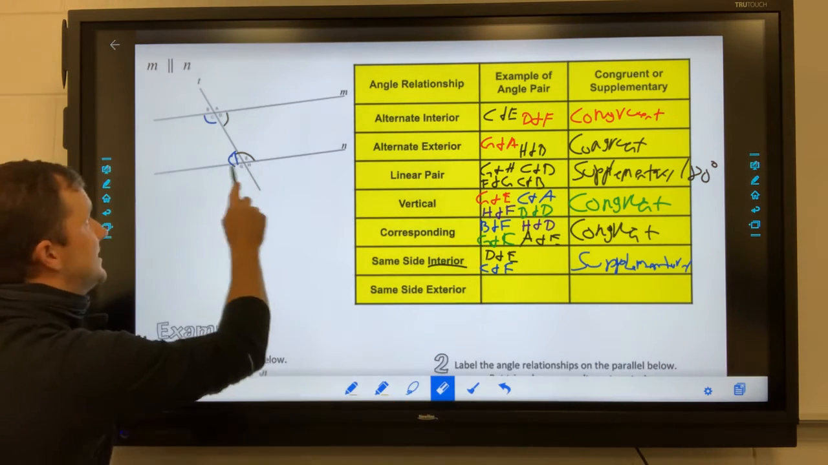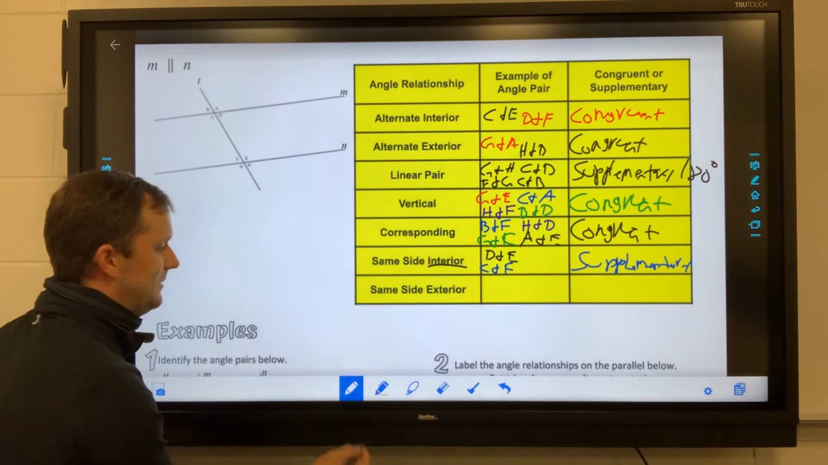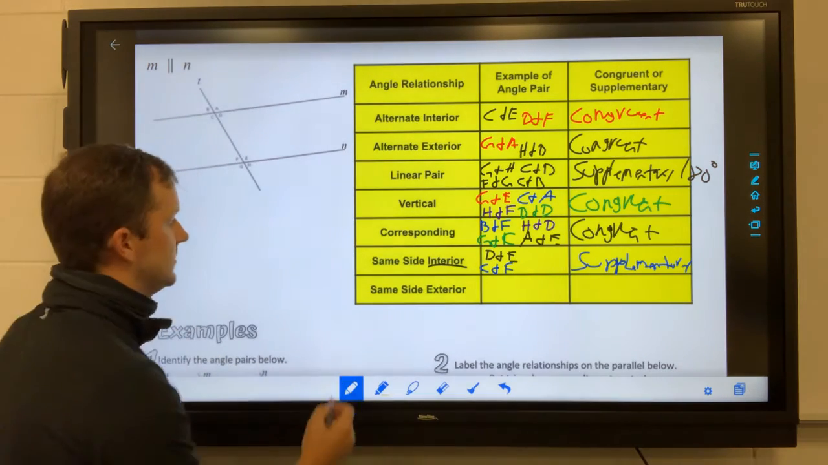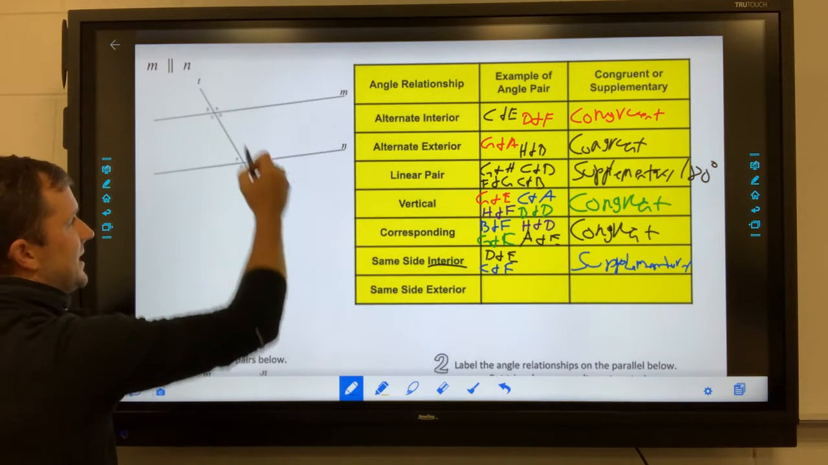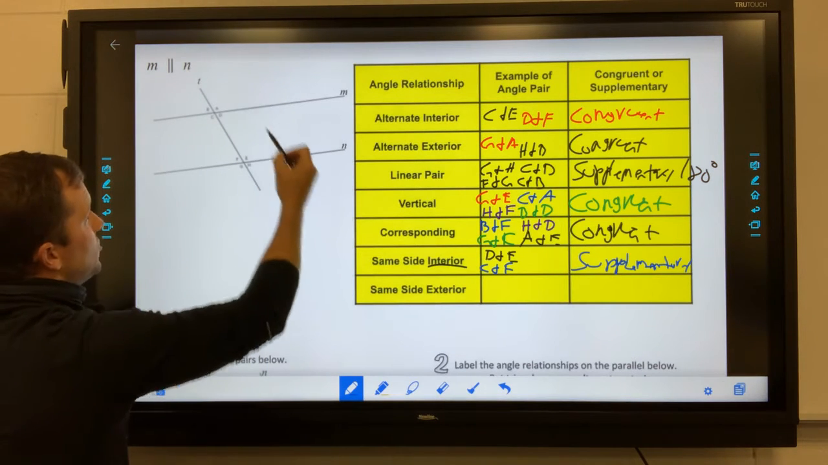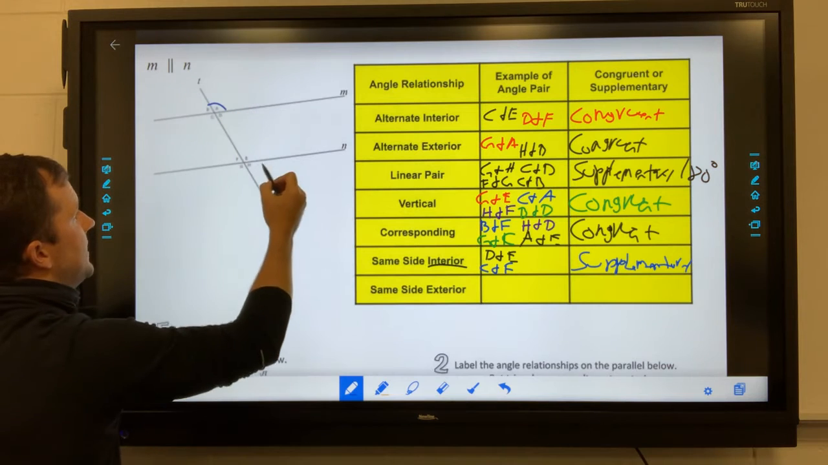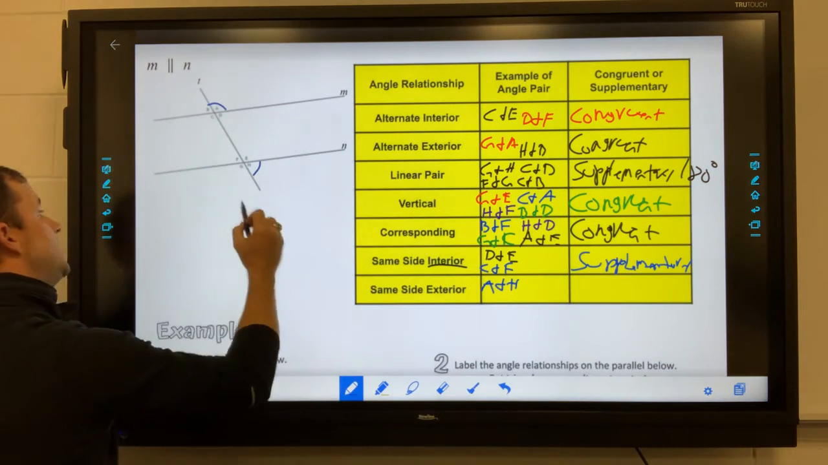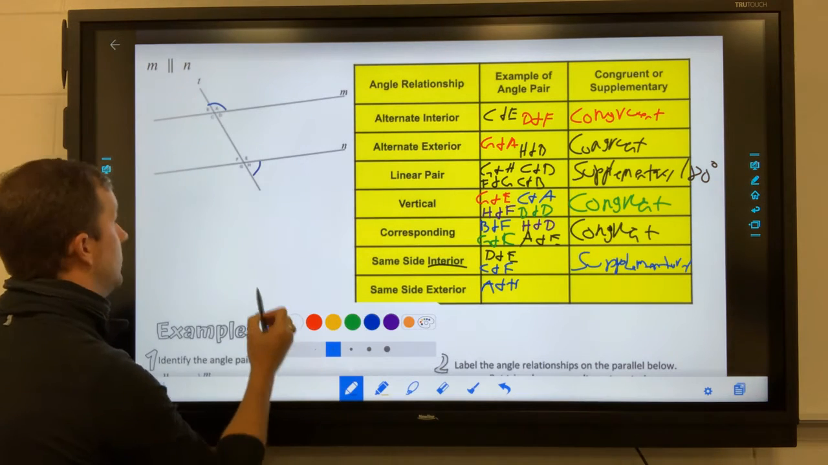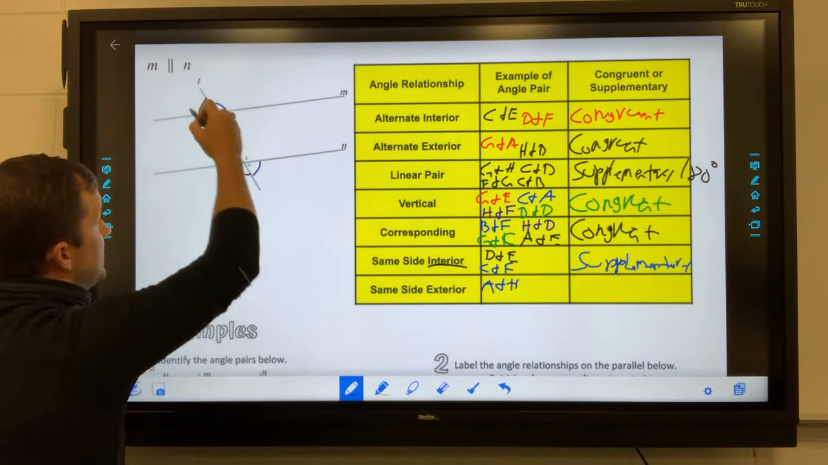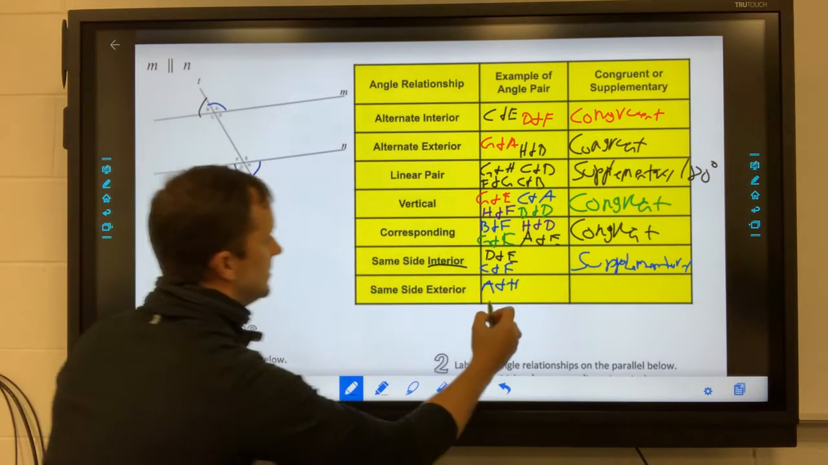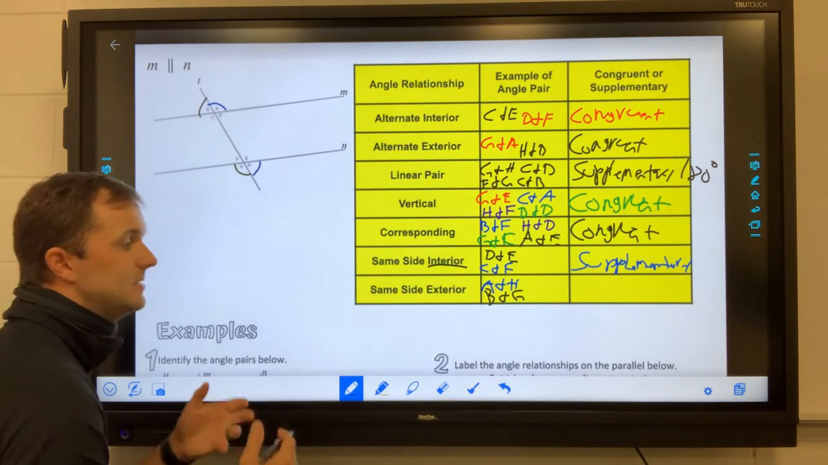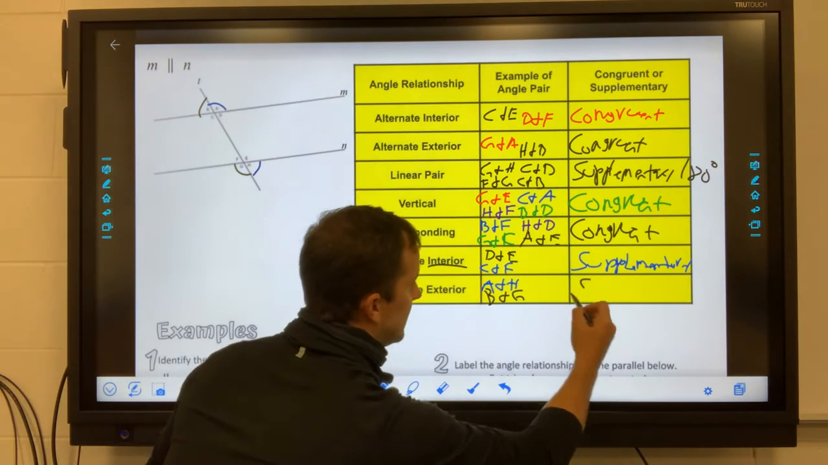Now, just like the interior angles, we are doing same side exterior. Exterior means outside the parallel lines. So same side exterior angles are on the same side and they're exterior. On this side of my transversal, the two angles that are on the same side and exterior are A and H. The other two that are on the other side of my transversal are B and G. They are same side exterior angles. And again, same side exterior angles are going to be supplementary.